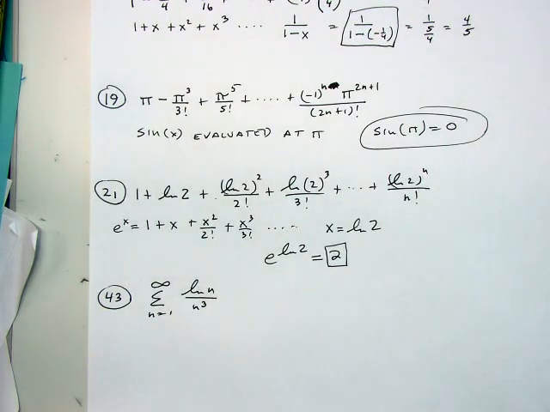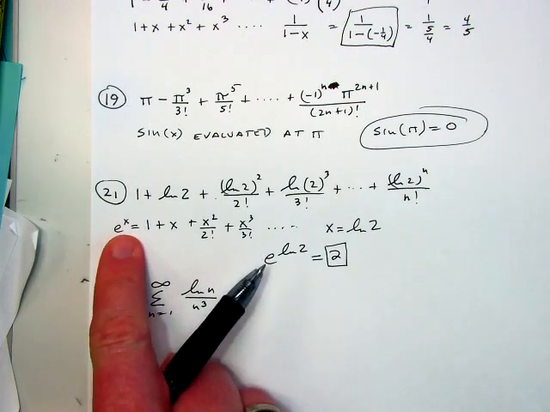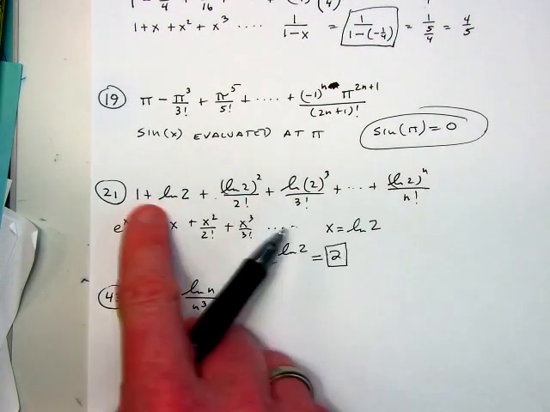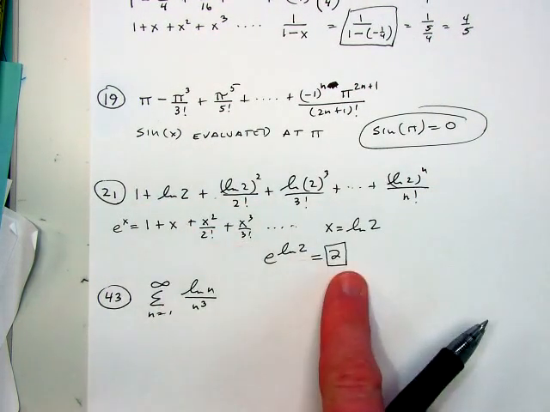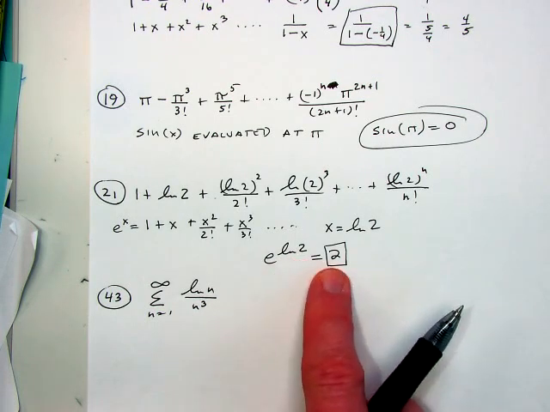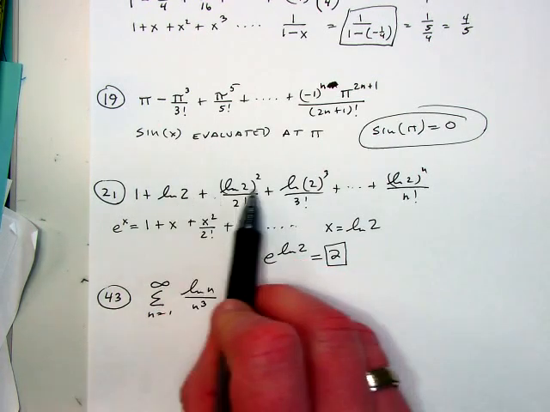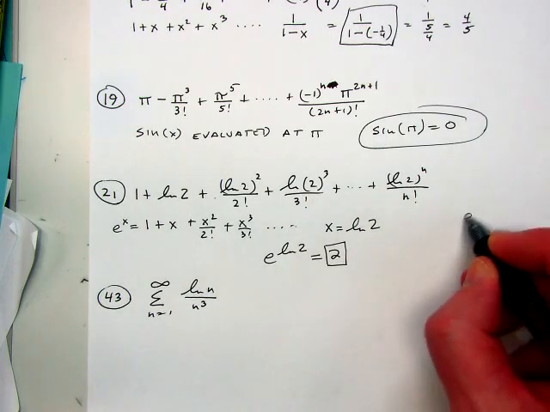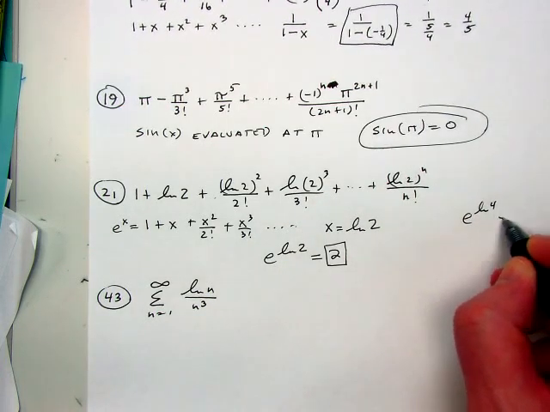What is the function? It was e to the x, was the series, evaluated at natural log of 2. So what is the value? It's just 2. If this would have been the natural log of 4, then it would have been e to the natural log of 4, which would just give us 4.